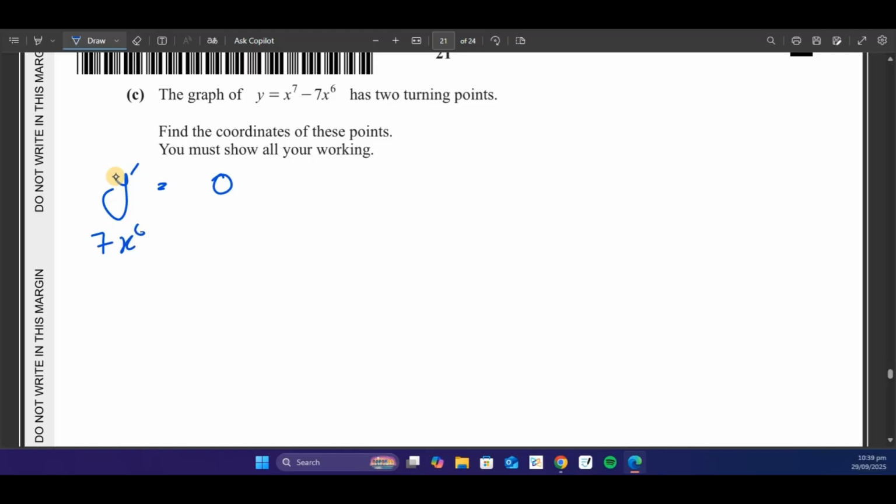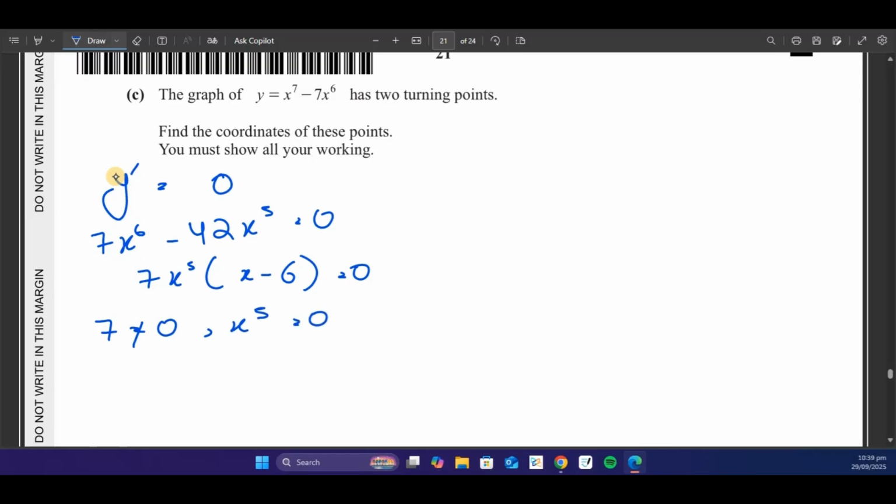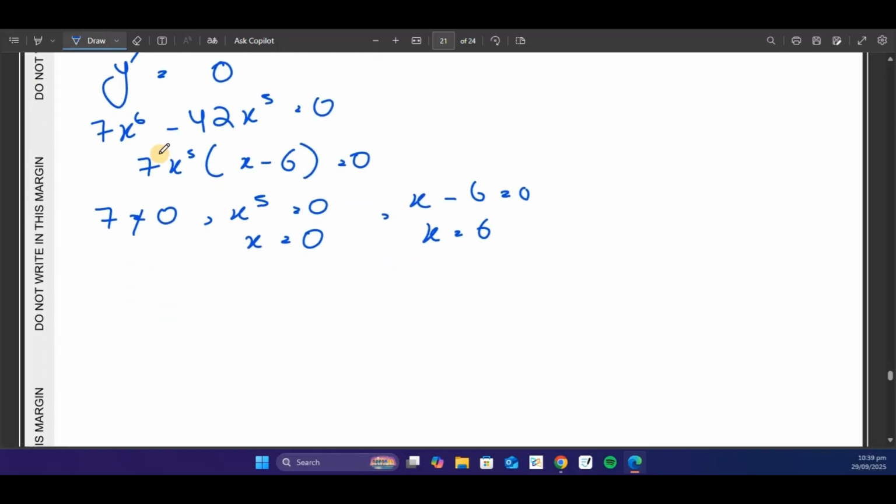So 7x^6 minus 42x^5 is equal to 0. 7x^5(x minus 6) is equal to 0. So 7 is not equal to 0. x^5 is equal to 0, x is equal to 0. Alright, and then x minus 6 is equal to 0, and x would just equal 6. Make sense? Moving forward.